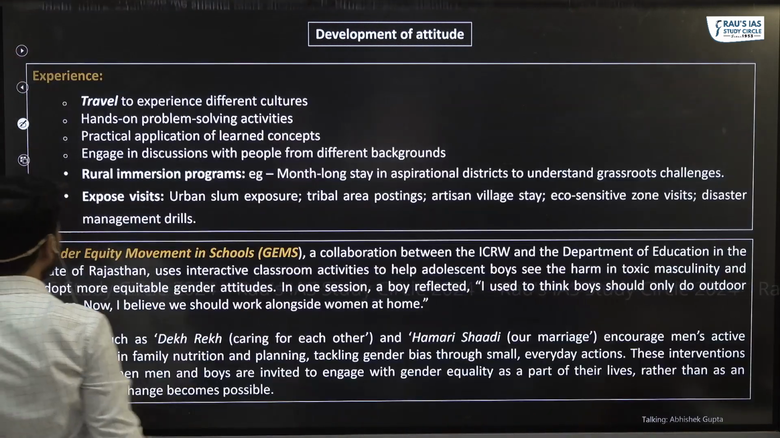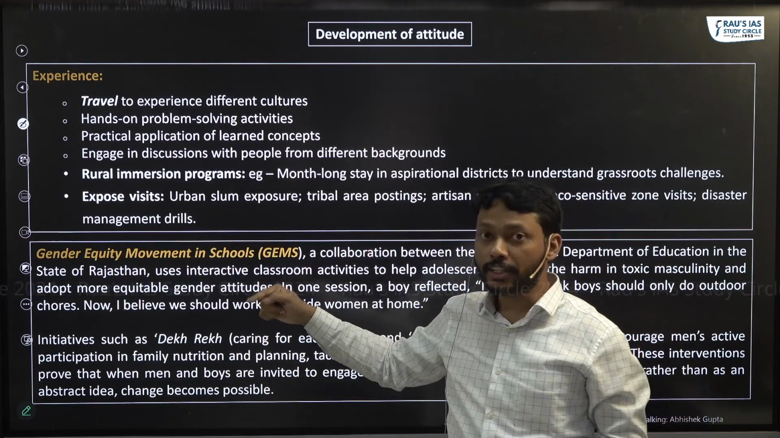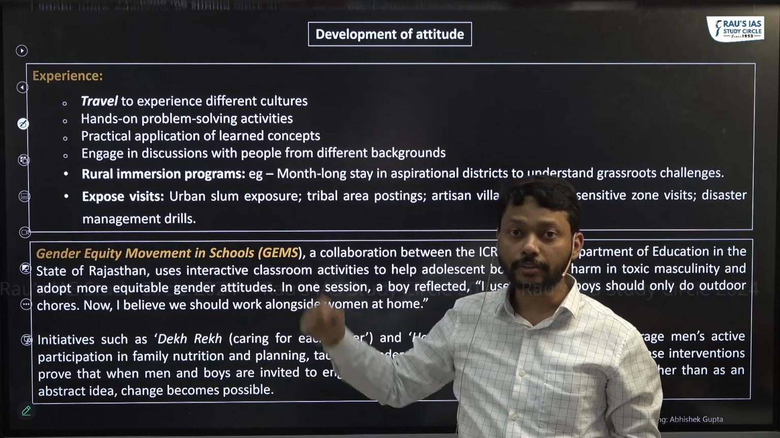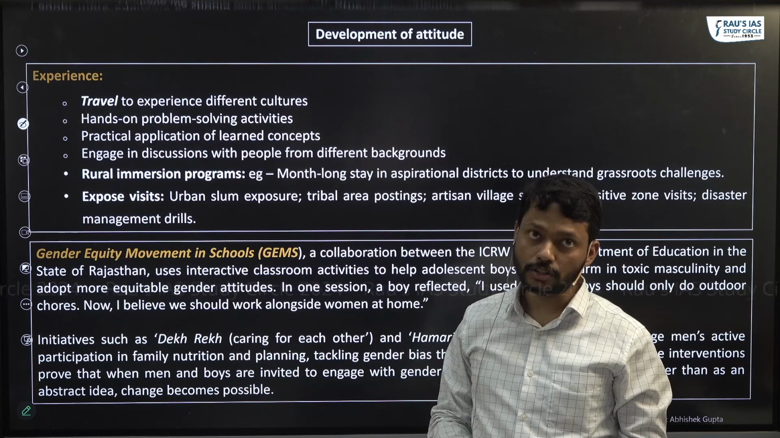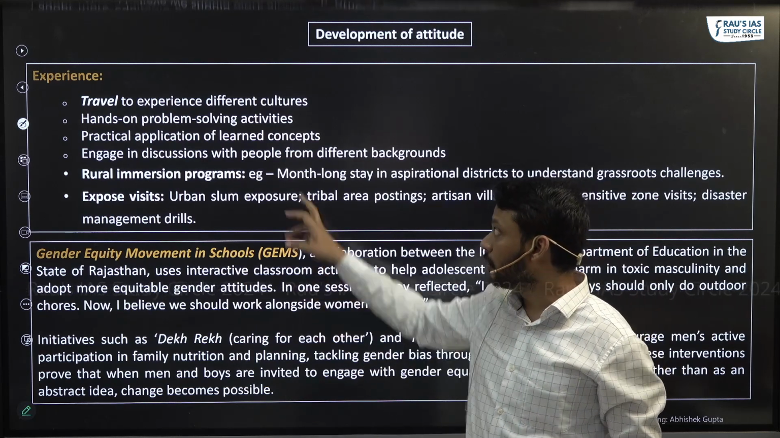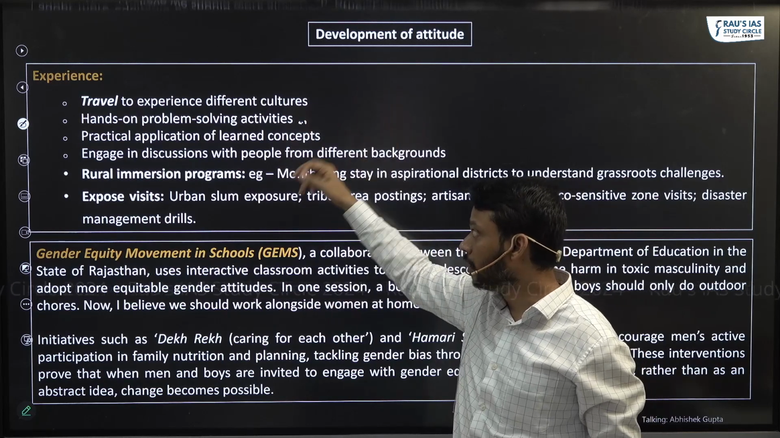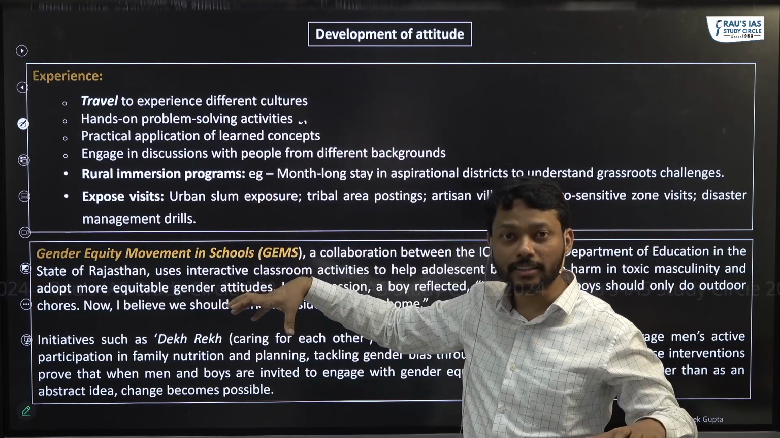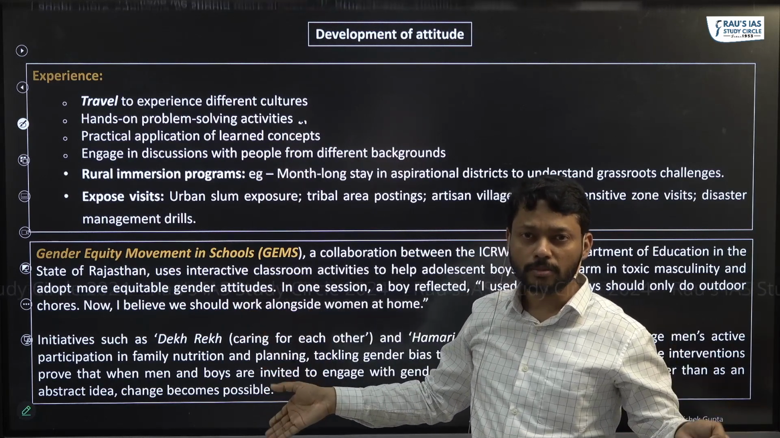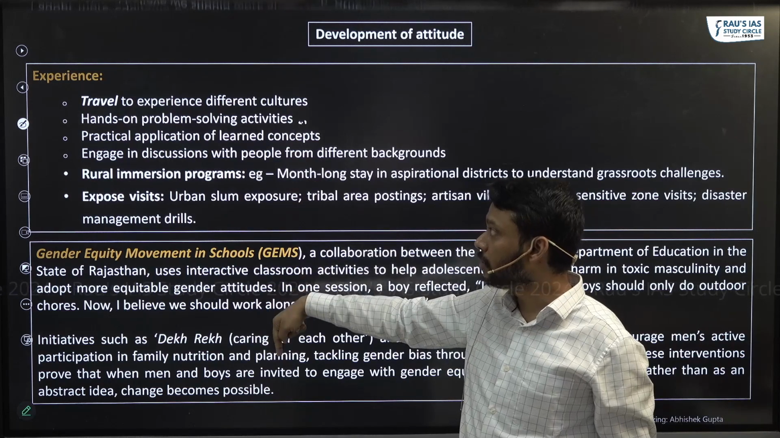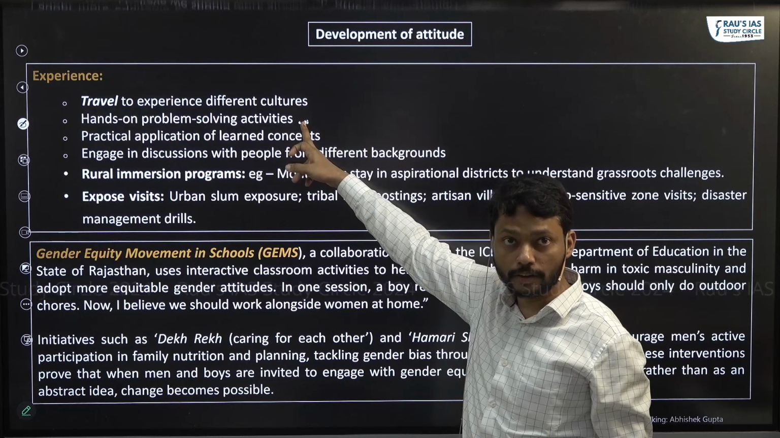The fifth and sixth aspect could be experience and wisdom. As I've told you, experience is necessary to have completion of understanding and hence completion of the process of seeking knowledge. And hands-on problem-solving activity is one thing that gives us experience. Traveling can also give rural immersion, getting immersed in some kind of ecosystem, a rural ecosystem or tribal ecosystem, also gives us a lot of experience. But hands-on problem-solving activities also give us experience.